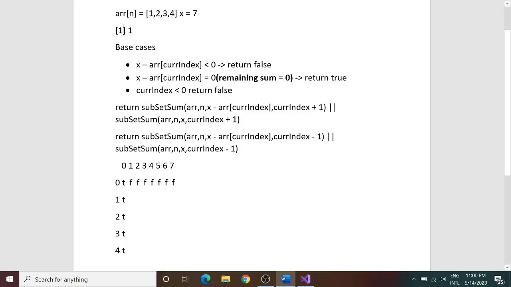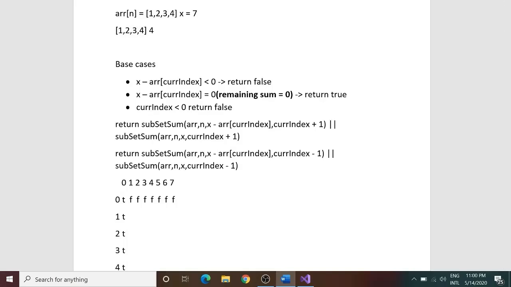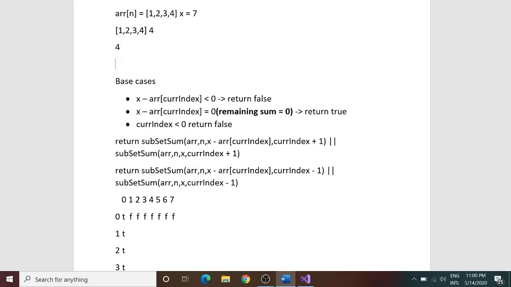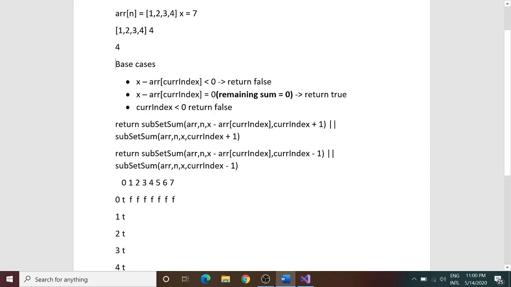Okay, I will give you an example over here. If I ask you, can I make a sum of 4 with any of the subsets of this set? Yes, I can do it. Why? Because I can easily see that I do have a 4 over here directly. So is 4 a subset of this set? Yes, it is. We can make 4 again with a subset of 1 and 3 as well. But even if I do not go over there, I can directly see that I have a 4 over here.